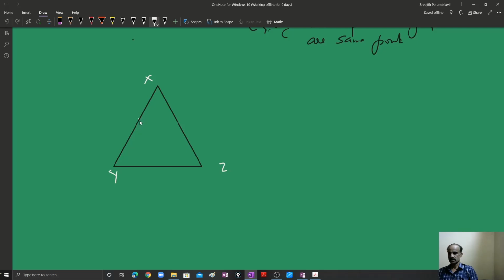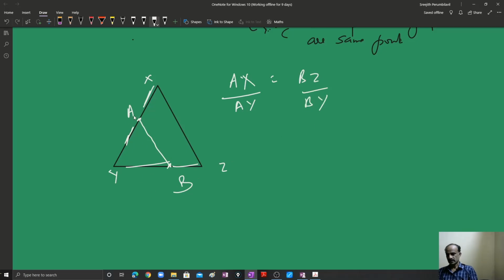The line is drawn like this. Okay, and we name that AB. So what happens? AX divided by AY, this side divided by this side, is equal to BZ divided by BY. That is, this line divides two sides in the same ratio, AX by AY is the same as BZ by BY. Therefore, what? It is parallel to the third side. What does that imply? AB is parallel to XZ.